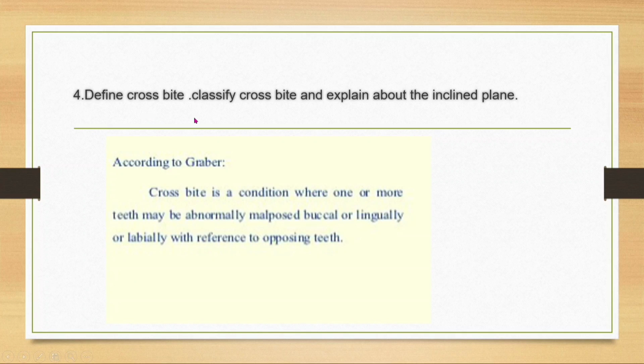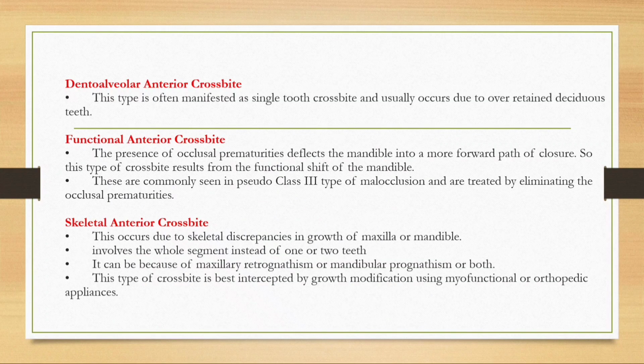Now we have crossbite and its explanation, about the inclined plane, that is Catlan's plane. According to Graber, crossbite is a condition where one or more teeth may be abnormally malposed buccally, lingually or labially with reference to the opposing teeth. It's very simple, crossbite, you know. So what are the types of crossbite? Dentoalveolar. This is often manifested as a single tooth crossbite and usually occurs due to over-retained deciduous teeth.